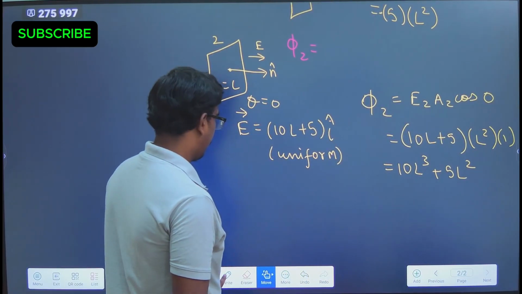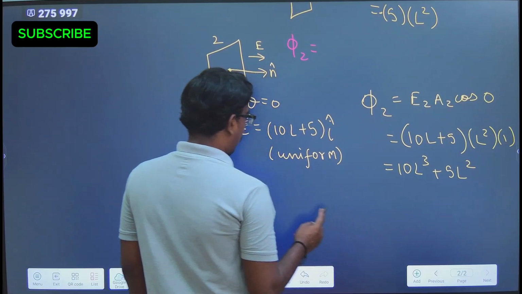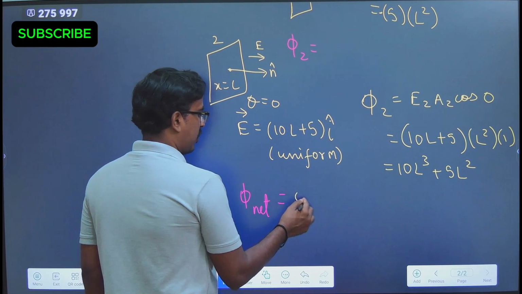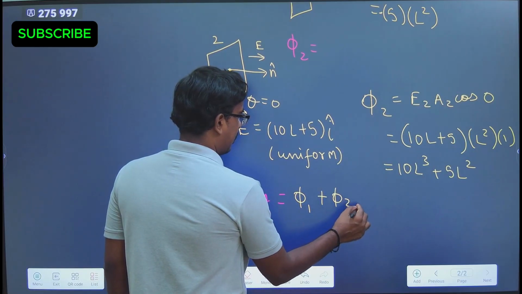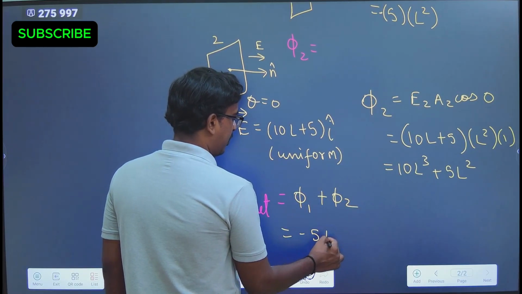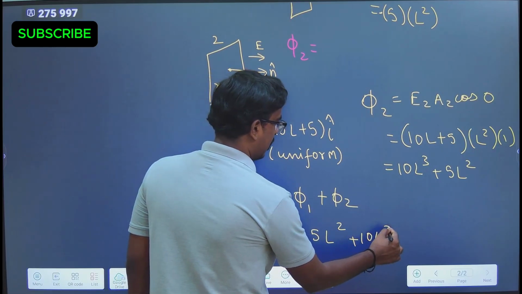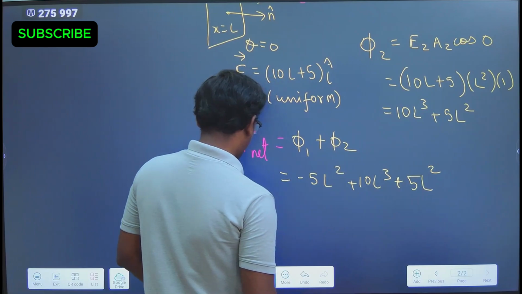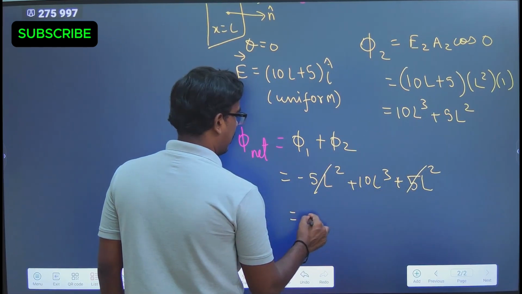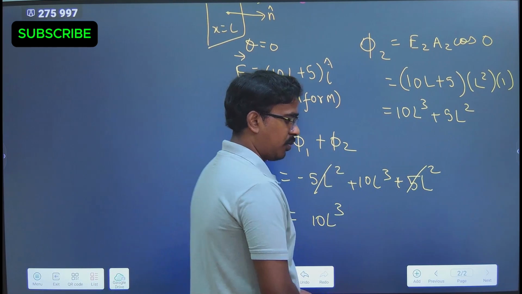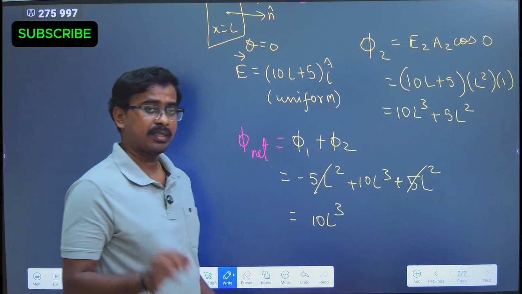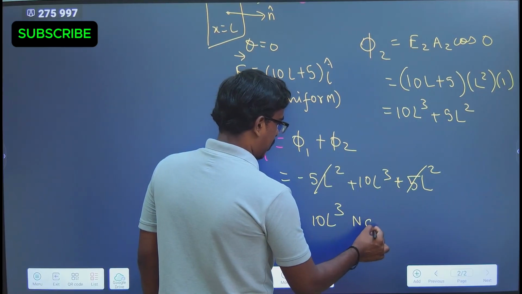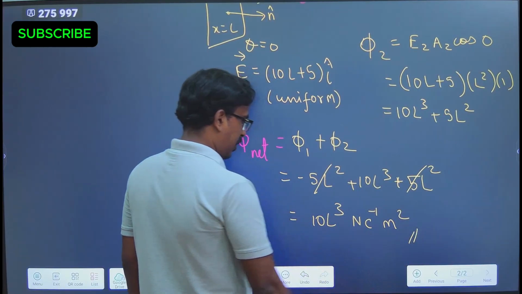Next, what do I need to do? I got the flux. Now, what is the net flux they asked in the question? Net flux is nothing but the flux through the first surface and the flux through the second surface. Previously, we got minus 5L square. Now, we got 10L power 3 plus 5L square. So, what is the answer? These two things will get cancelled, leaving 10L power 3. Hope everyone is clear. So, this is going to be the final answer. Don't forget to write the unit. What is the unit? Electric field into area, so Newton per Coulomb into meter square. This is going to be the unit.